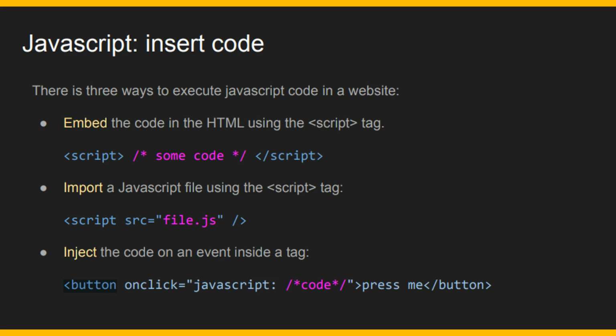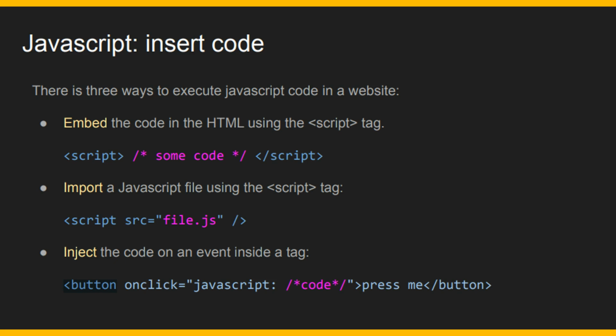Another way we can insert JavaScript code into our HTML is importing it externally, using the src attribute, meaning source of the file. You must make sure the file is saved with a .js extension, and then it should be placed inside a self-closing script tag, the unpaired tag of script.